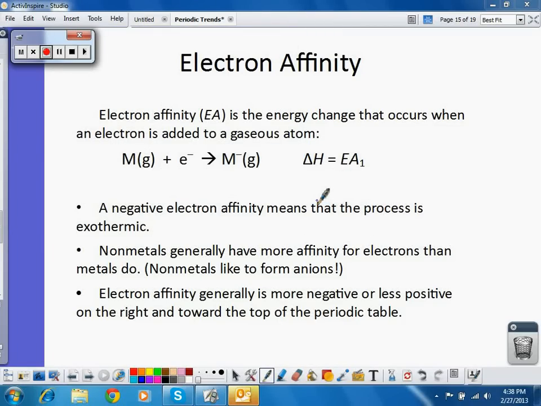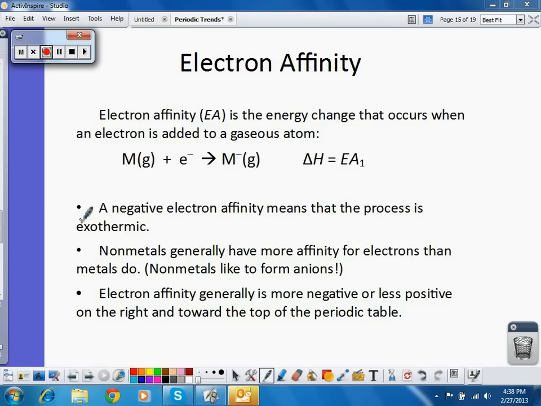Okay, the last two trends we're going to look at are electron affinity and metallic character. Electron affinity is the energy change that occurs when an electron is added. So I'm forming a negative ion. So it's kind of the opposite of ionization energy. One key difference is that ionization energy is always positive. It always requires energy to remove electrons and form positive ions. However, the same is not always true for forming negative ions.